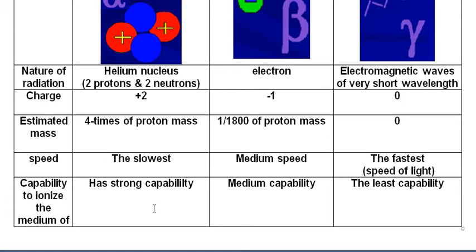As for the capability of ionizing the medium, the alpha particle has the highest ability to ionize the medium, because its charge is greater, plus 2. Beta has medium capability, while the least capability for ionization of the medium is gamma.